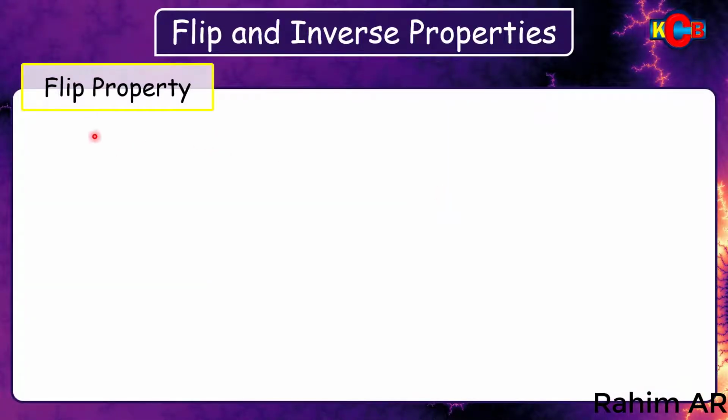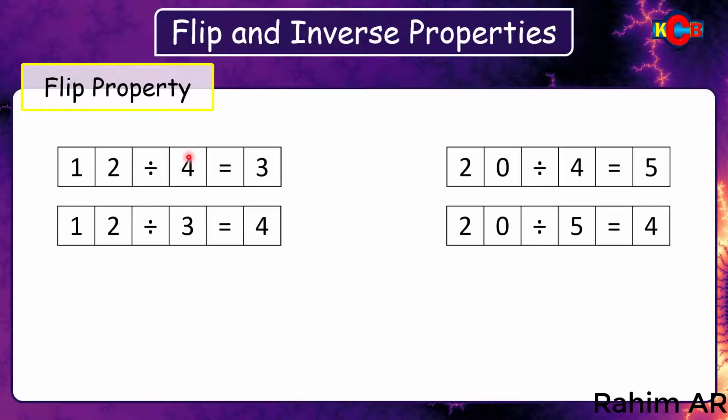Now, for the flip property. Look at these examples. Can you see any changes between these two equations? How about here? Can you see any changes? 12 divided by 4 equals 3. 12 divided by 3 equals 4. 20 divided by 4 equals 5. 20 divided by 5 equals 4.